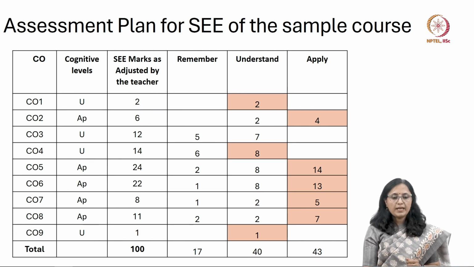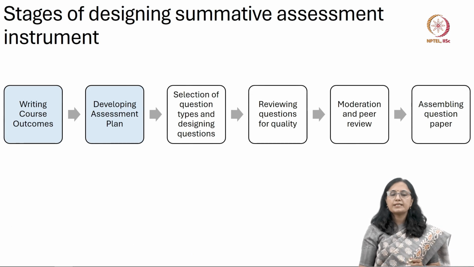So with this, we have completed the discussion on assessment plan. So far we have discussed 2 stages. The first stage, which was on writing course outcomes, and the second stage, which is on developing assessment plan. The remaining discussion on designing the assessment items, how do we review them, how do we panel them, and how do we assemble a full question paper, all these discussions are part of week 5 discussion.